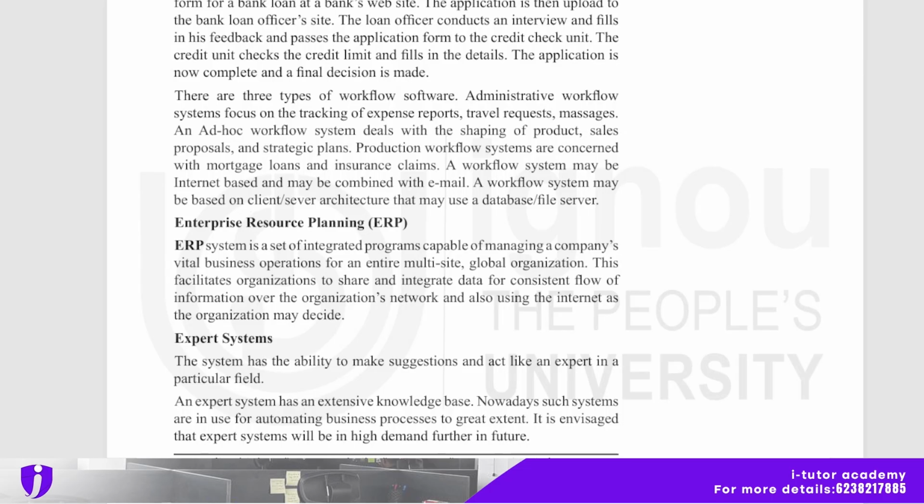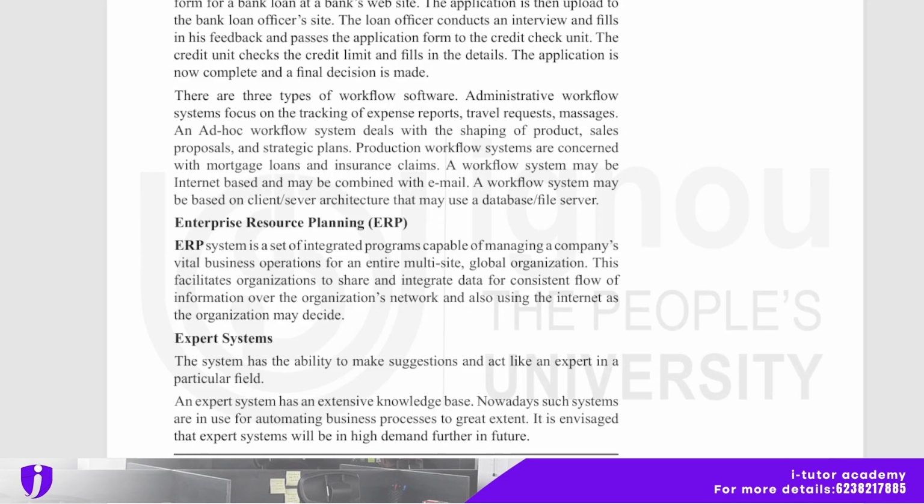And the enterprise resource planning, that is ERP system, is a set of integrated programs capable of managing a company's vital business operations for an entire multi-site and global organization. This facilitates organizations to share and integrate data for a consistent flow of information over the organization's network, and also using the internet as the organization may decide.